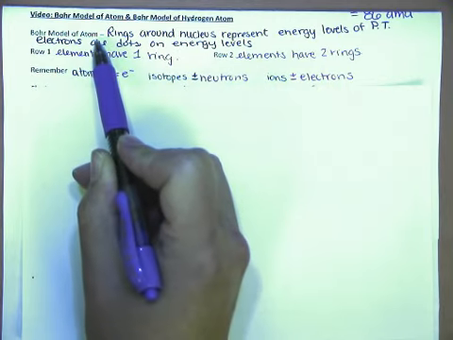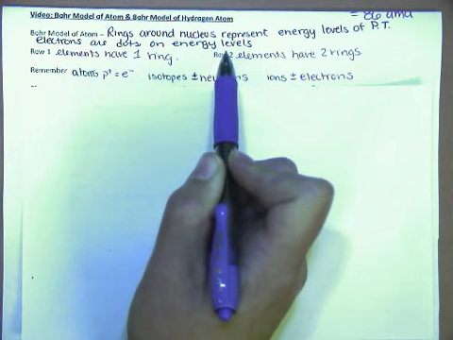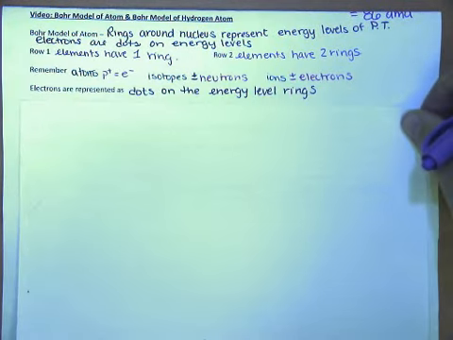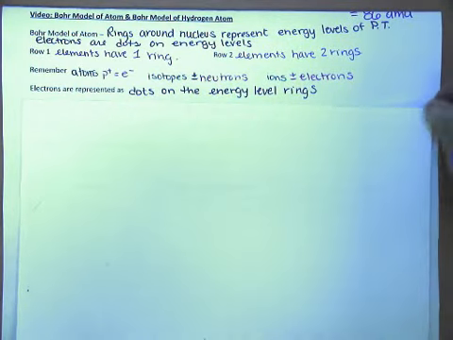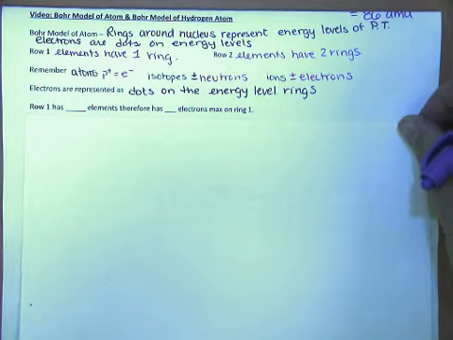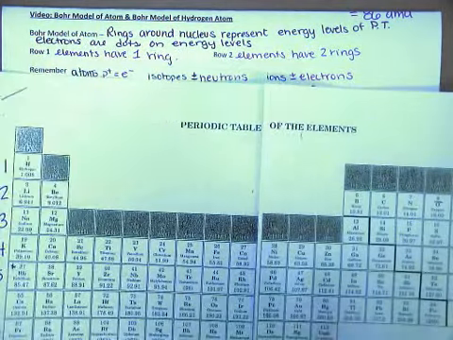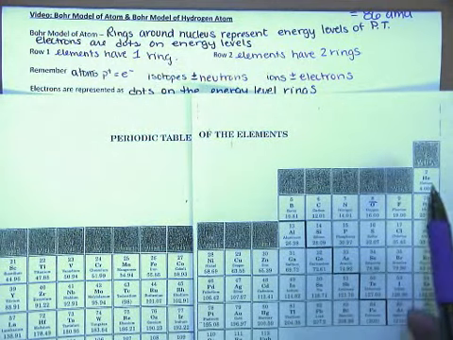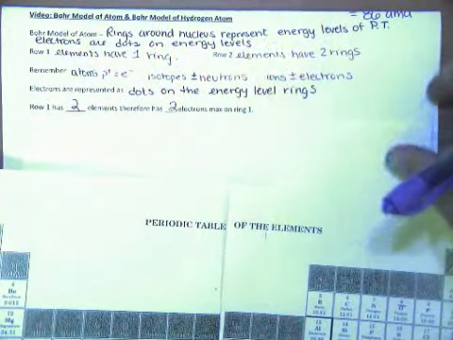Electrons, on our Bohr model of the atom, are shown as dots on the energy level. And we're going to find that we put them in certain places. So electrons are represented as dots on the energy level rings. Row 1. If we look at row 1, we have hydrogen and helium. So it has 2 elements, therefore it has 2 electrons max on ring 1.